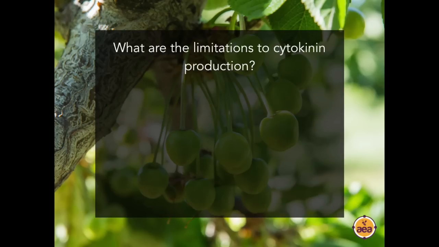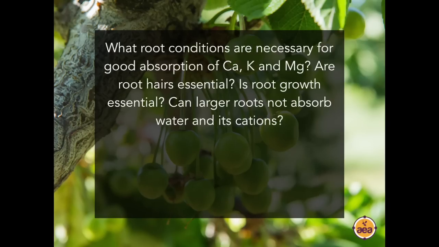Question from Darren Petzer. What are the limitations to cytokinin production? Darren, the answer is quite easy. Anything that limits root development, because cytokinins are produced in growing root tips, and the enzyme cofactor required for cytokinin synthesis is cobalt. So make sure you supply adequate or abundant levels of cobalt and have a soil environment for very rapid root development, and you'll be able to produce an abundance of cytokinins.